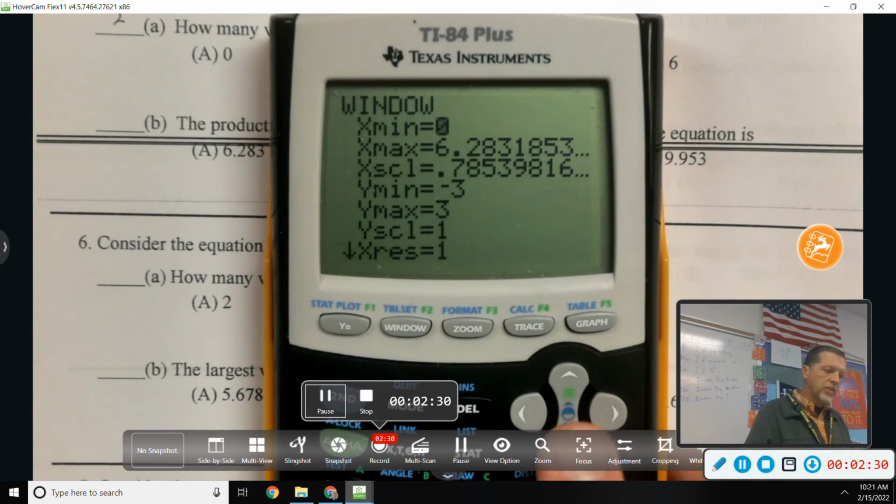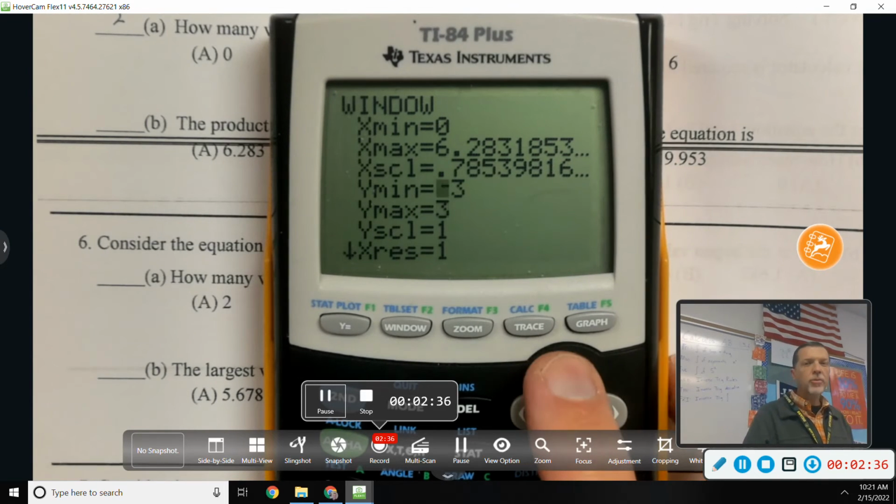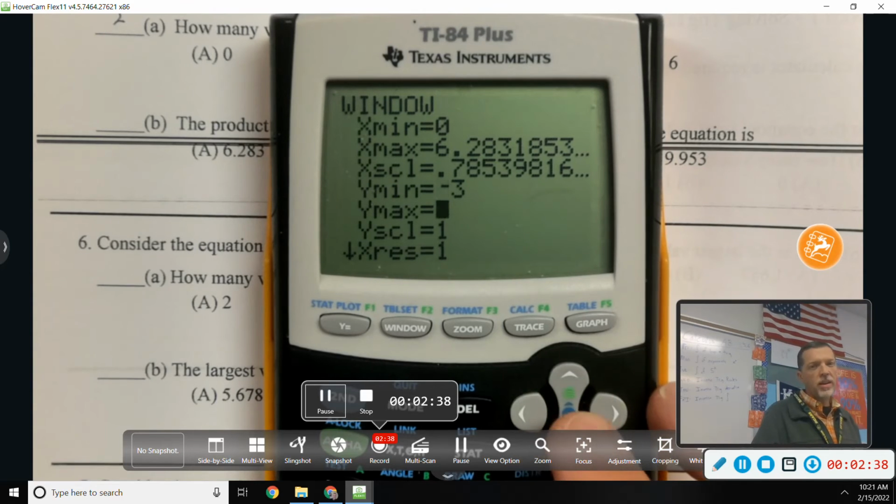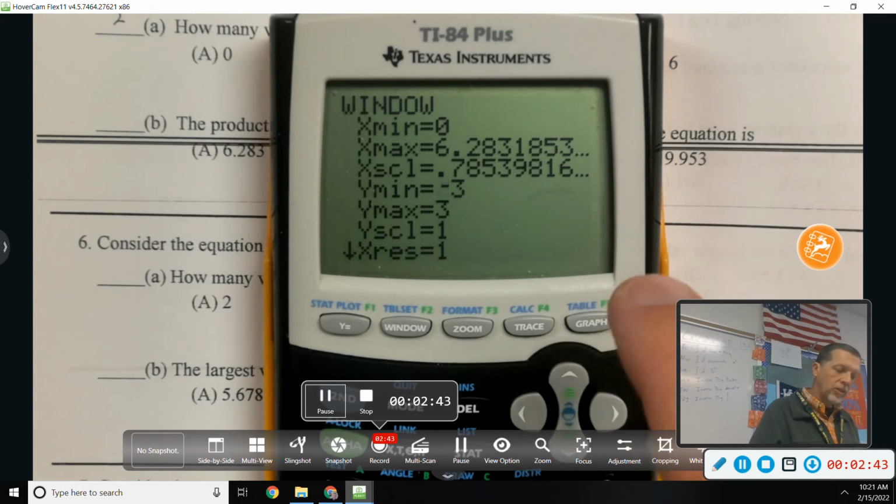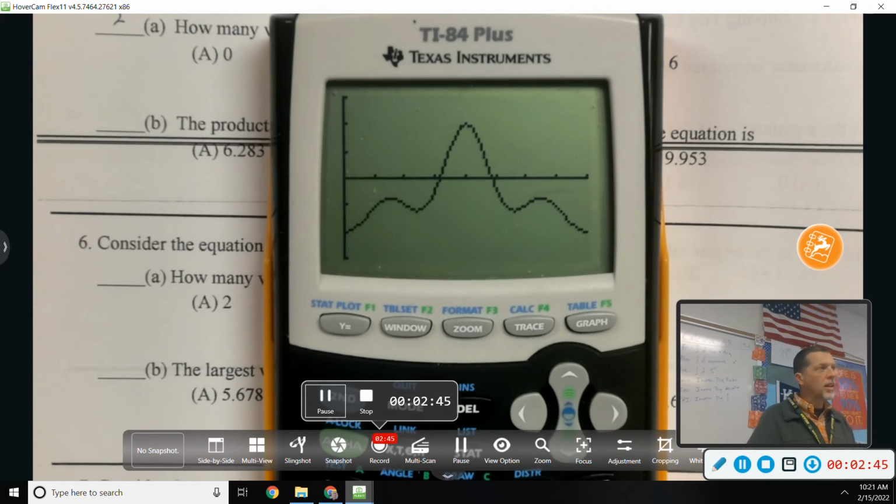Again, x window has got to be 0 to 2 pi. After that, it doesn't really matter. X window's got to be 0 to 2 pi. Well, I mean, it matters that you need to see the y-axis so that you can see where it's crossing, but other than that.